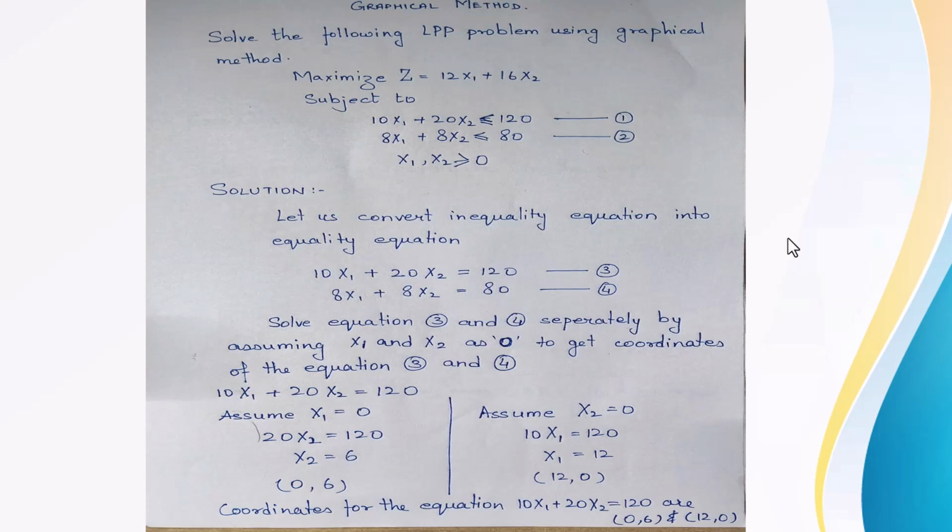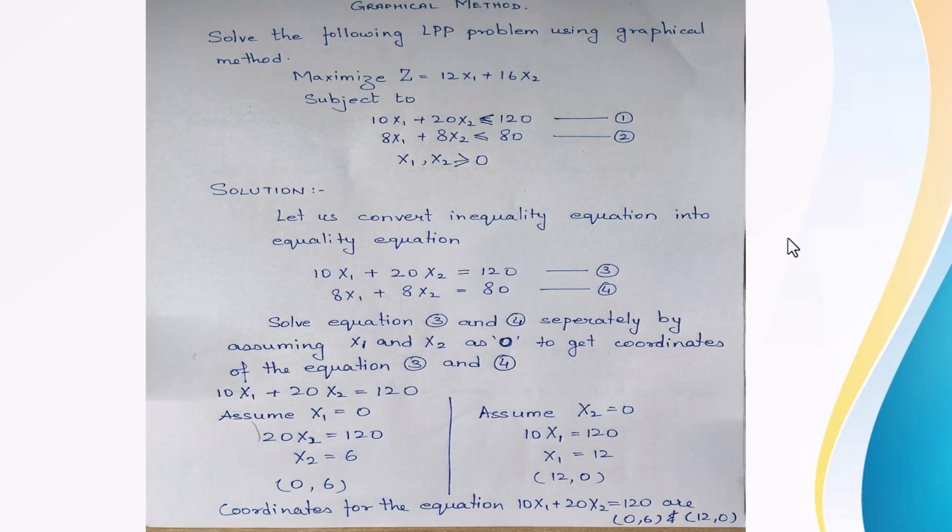We always consider x1 to be drawn on the x-axis and x2 on the y-axis. So when we write coordinates, the first number shows the x-axis value and the second number the y-axis value. So since x1 is on the x-axis and x2 on the y-axis, we will write the coordinate as (0, 6). Let's assume next x2 as 0.